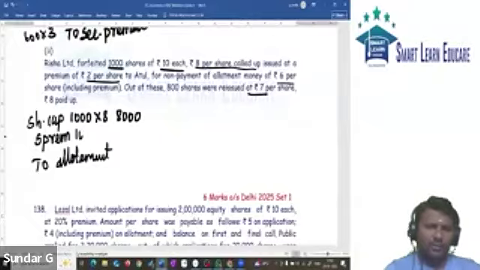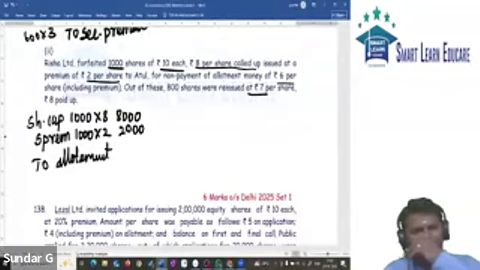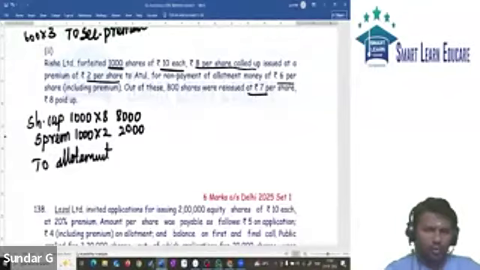How much is securities premium? 2 rupees. 1,000 into 2 will give you 2,000. Securities premium is not collected on 1,000 shares, so we need to cancel it. 1,000 into 2 will give you 2,000.